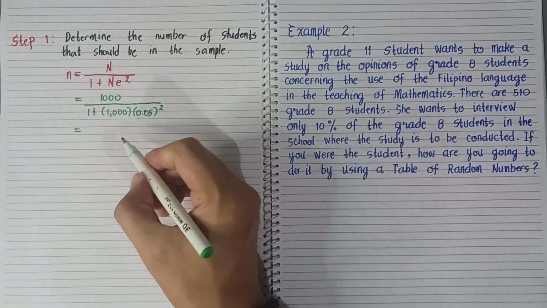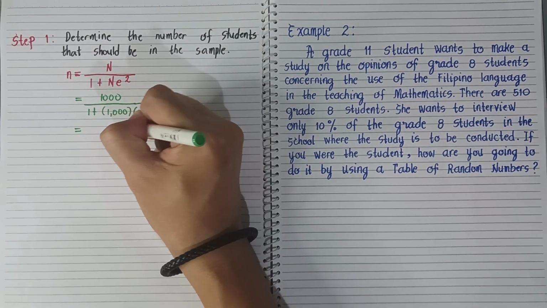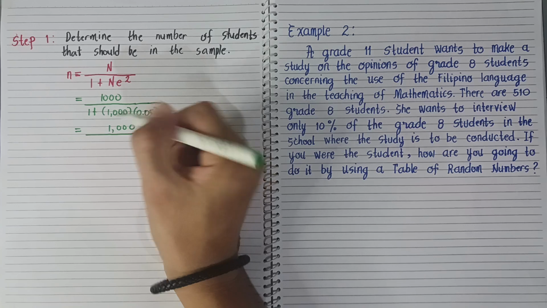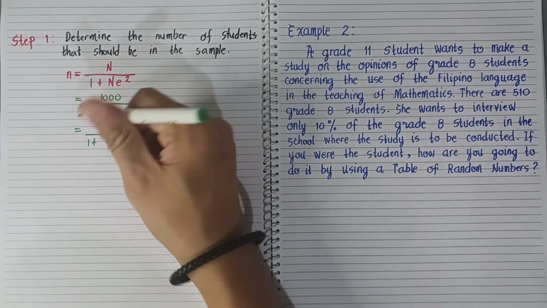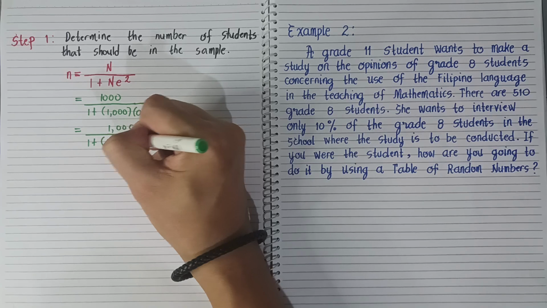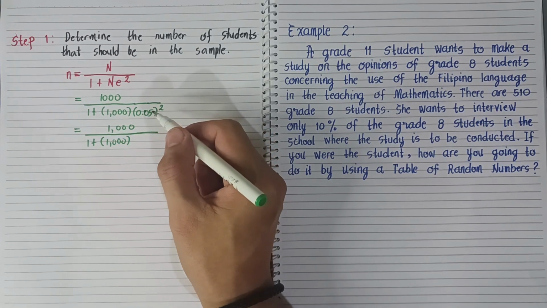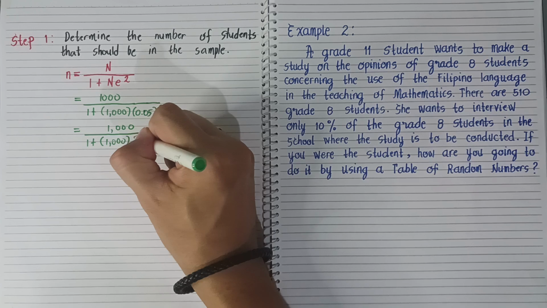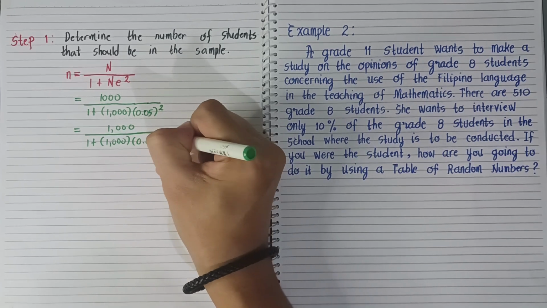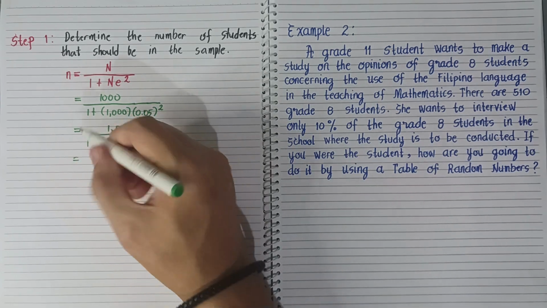Now, okay, so let's simplify this. We have 1,000 all over 1 plus. Guys, dito, pakita natin yan, step by step process. What is 0.05 squared? That is equal to, very good, 0.0025. And then, the next thing to do, i-perform natin yung nasa denominator.